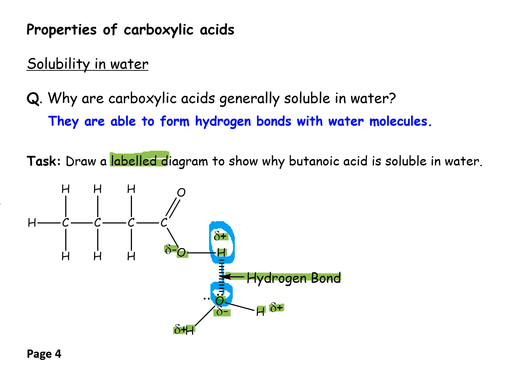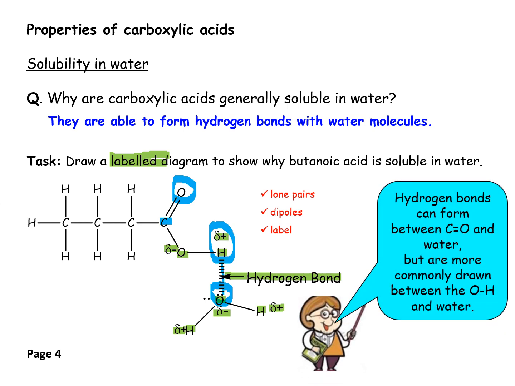Hopefully though, you've been thinking about this oxygen up here as well. This oxygen is more electronegative than this carbon, so there will also be a permanent dipole here. And of course, this oxygen will also have lone pairs. So actually, that C double bond O could also be part of a hydrogen bond with water. You could have the lone pair from this oxygen here interacting with a partially positive hydrogen from the water. Okay, but it's more common to draw it as it is on the screen here, with the OH from the carboxylic acid being the one that's interacting with the oxygen from the water.